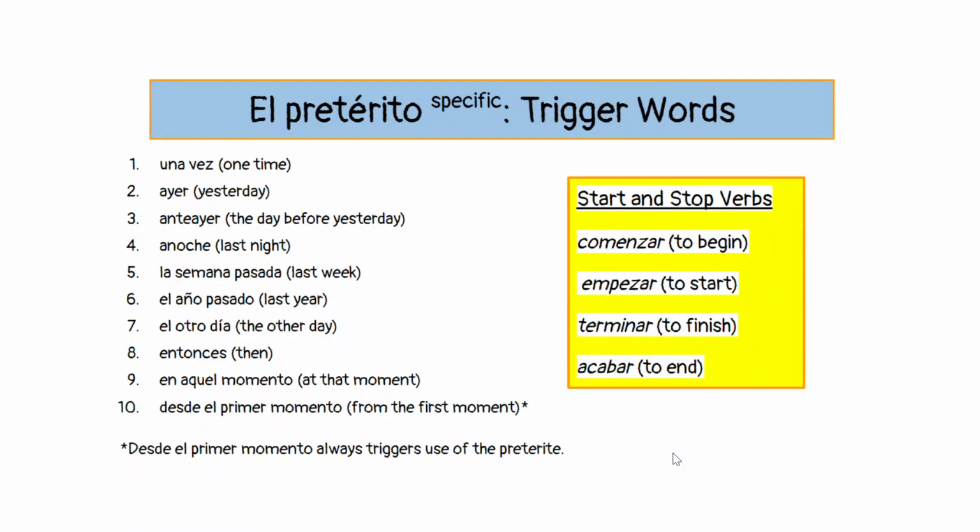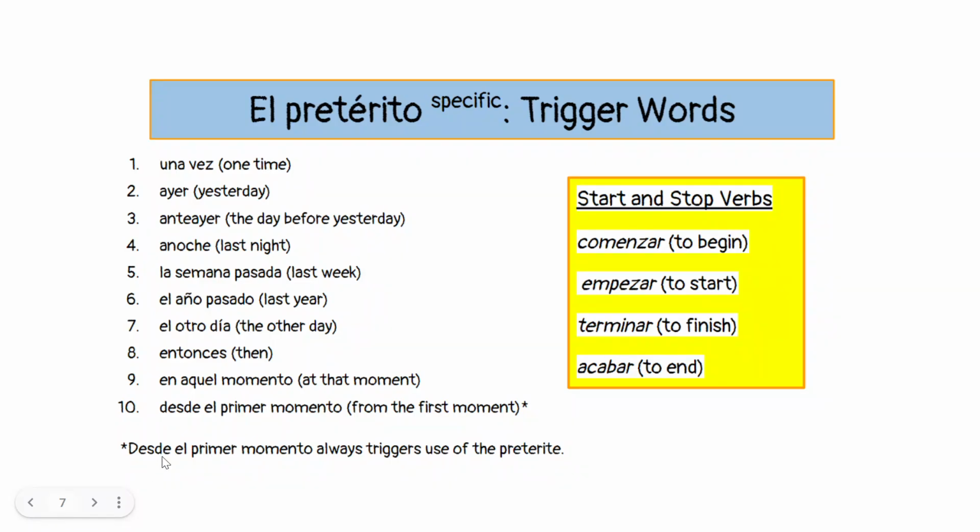All right, our preterite trigger words. Una vez, one time. Ayer, yesterday. Anteayer, the day before yesterday. Anoche, last night. La semana pasada, last week. If I asked you when, you could throw a dart on the calendar and give me a specific date or time. That's preterite. So any words that would give you a specific date or time will trigger the preterite.